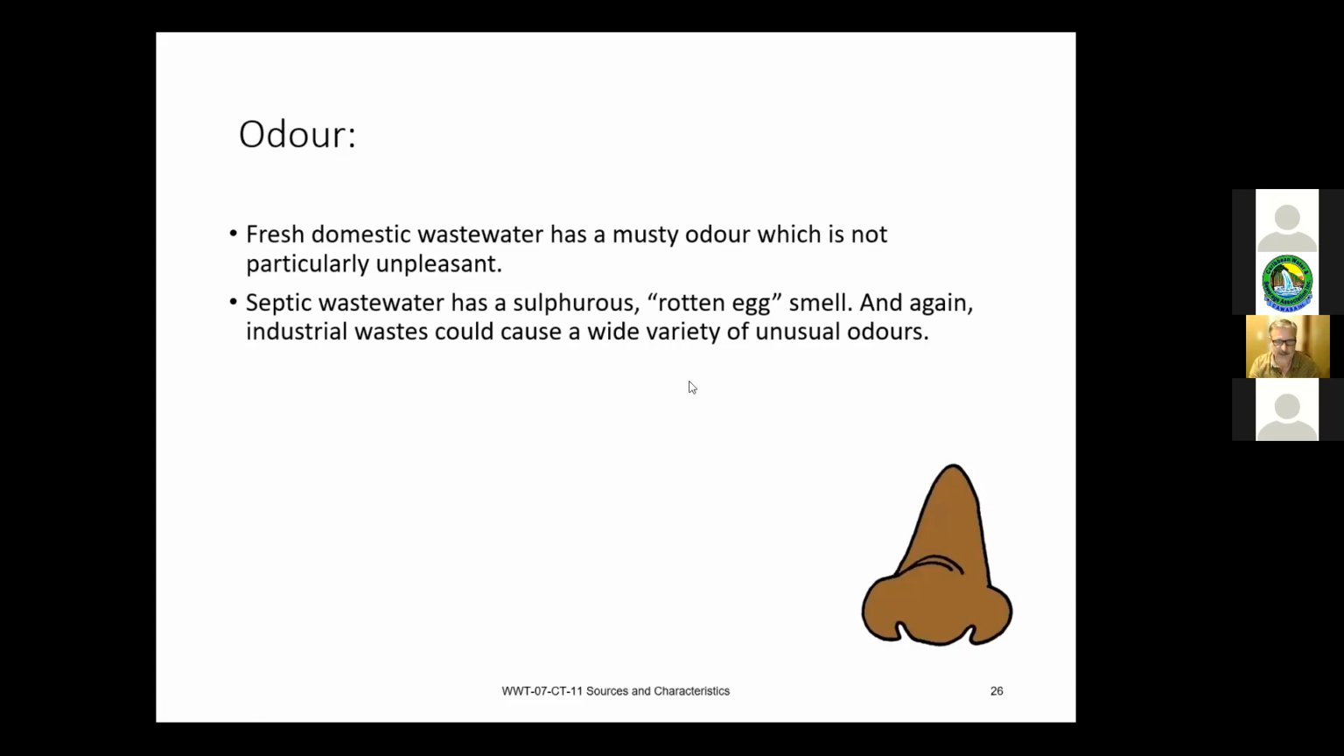And then fresh domestic wastewater has a musty odor. I do know that that term is used in some of the examinations as well. It's usually not unpleasant, but you can definitely tell something's there. Septic wastewater has a rotten egg or sulfurous smell. It should be easily detectable.